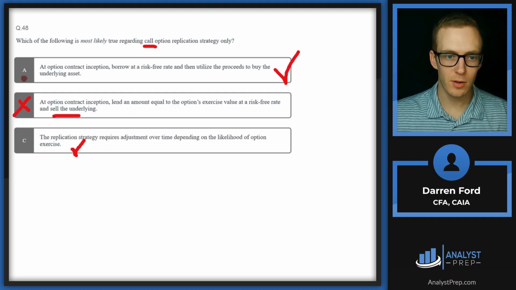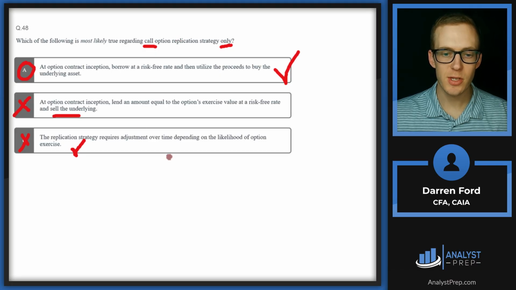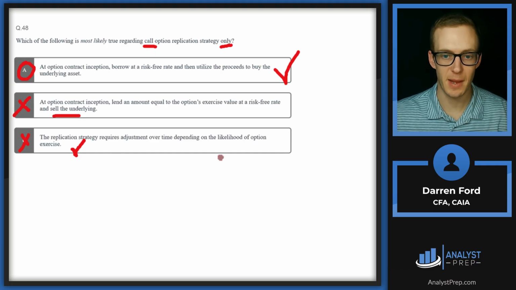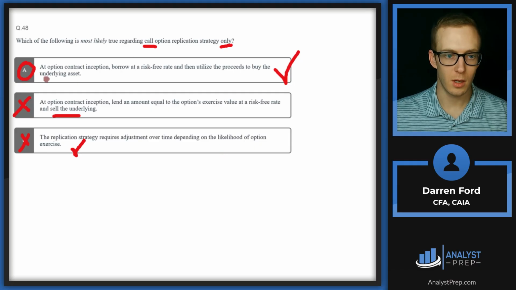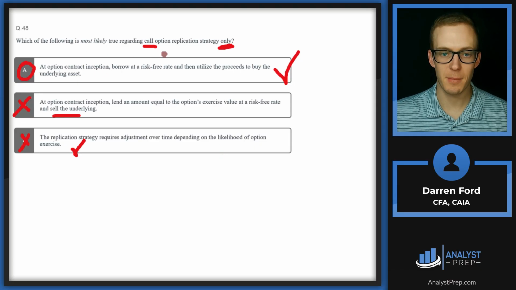However, the key here that makes A more correct than answer C is "only." So what is true regarding call option replication strategy only? This would also be accurate for a put option replication strategy or different types of strategies. If we want to keep the same exposure, we're going to need to make adjustments over time. So that word "only" there is going to lead us to answer A being the better answer here.